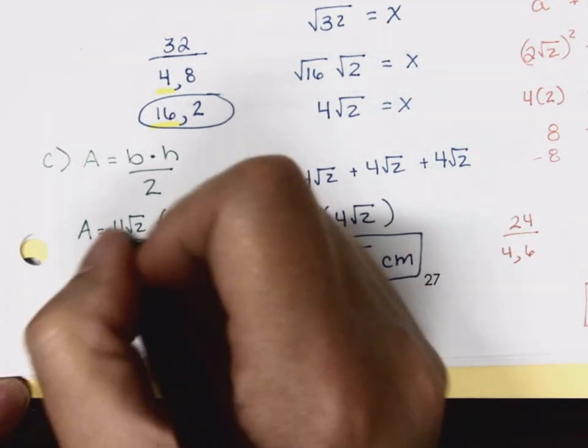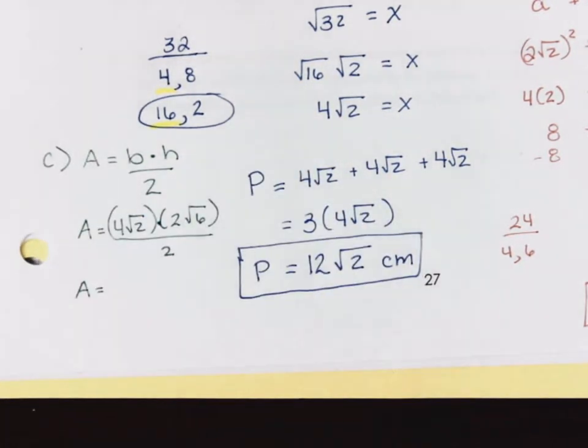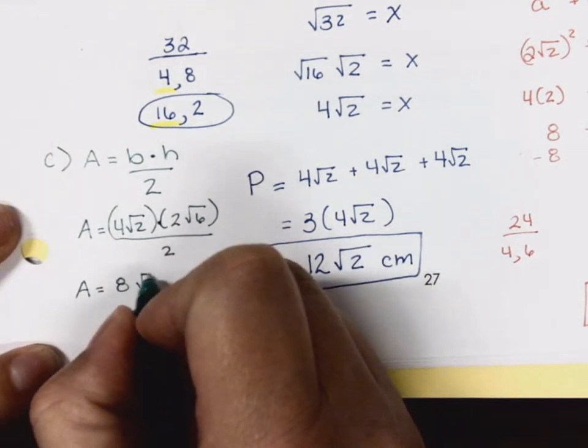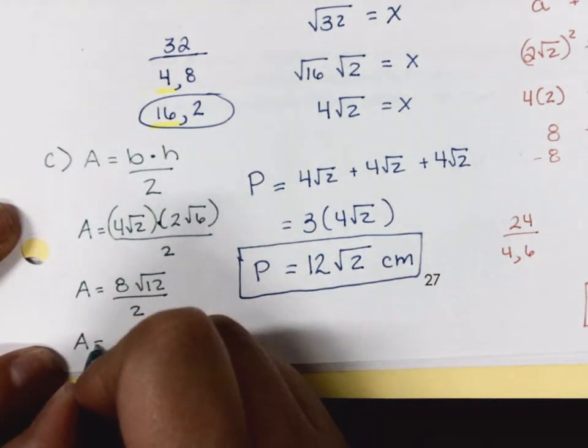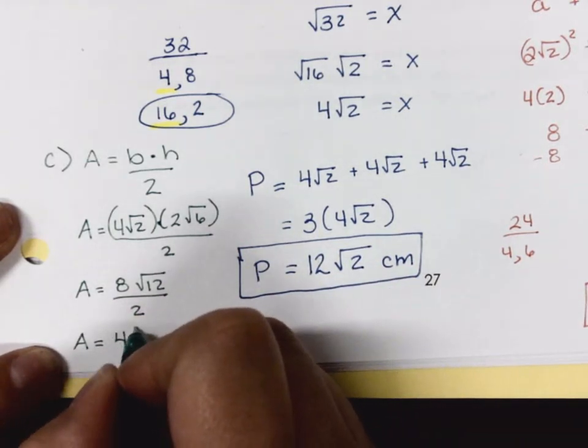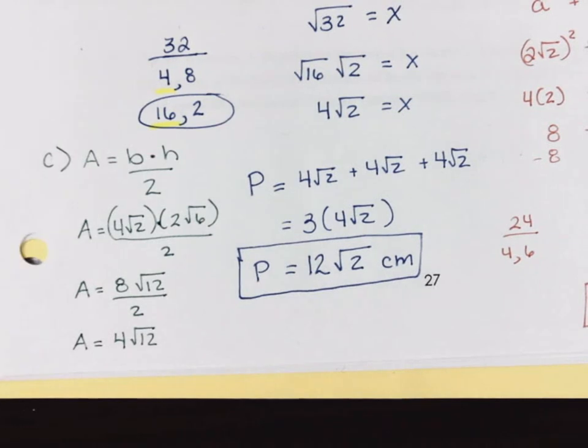So we multiply the coefficients. What do I get? 8. And then I get root 12 divided by 2. Area is equal to 4 root 12. Can I simplify 12? What is it? 3 and 4. Yeah, 2 root 3, 4 and 3 is what I was looking for.